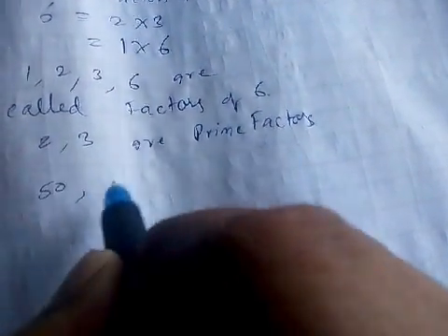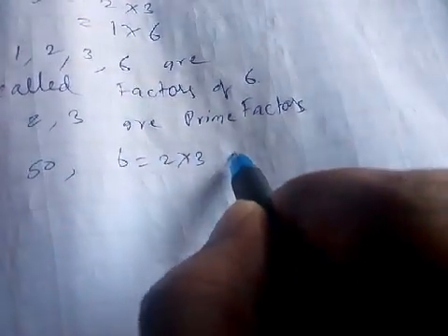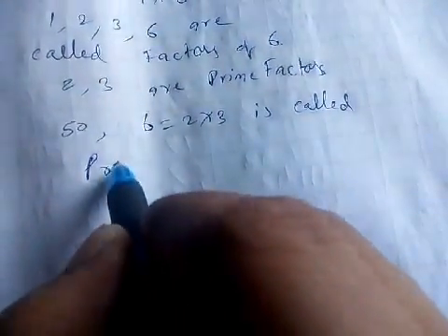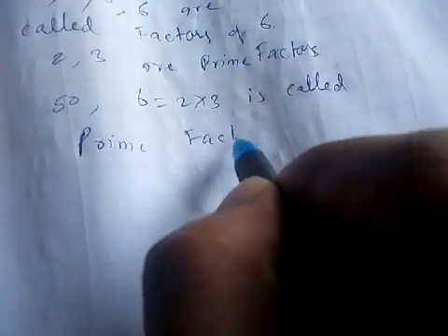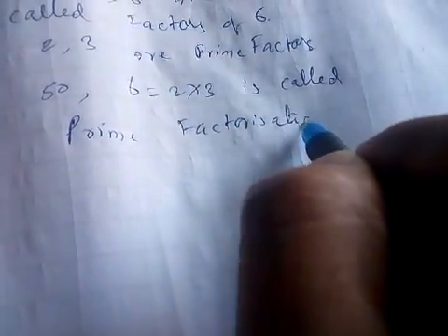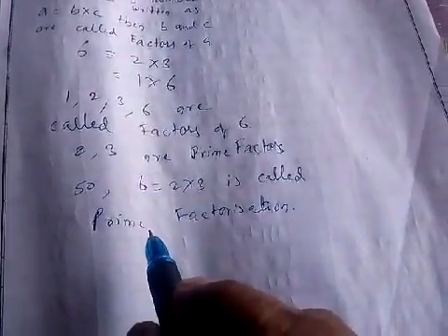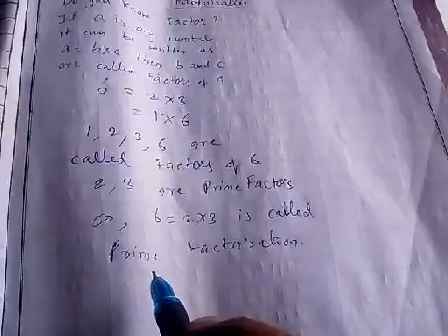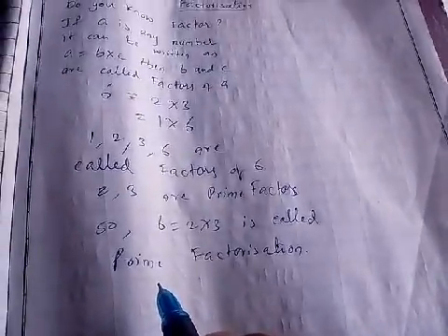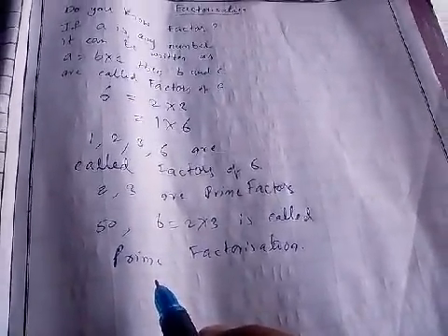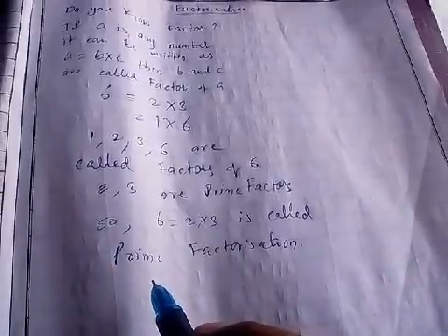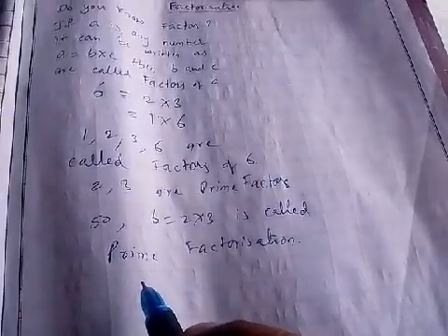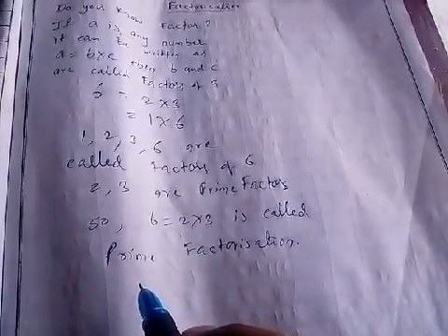So 6 equals 2 into 3 is called prime factorization. When a number is written as a product of prime numbers, then that form of factorization is called prime factorization. The form of factorization when the number is written as a product of all prime factors is called prime factorization.